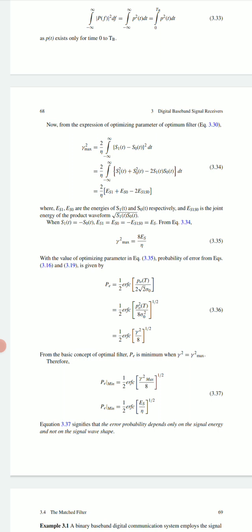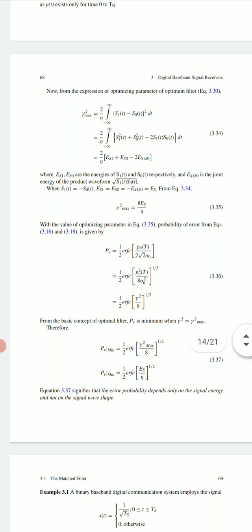So if you put in the value and solve that, you will get 1 by 2 ERFC. We can take here p0 square of T upon sigma0 square, which you can write as gamma square. That is nothing but the optimization parameter. So you will get probability of error P of E equal to 1 by 2 ERFC, gamma square upon 8 raised to 1 by 2.